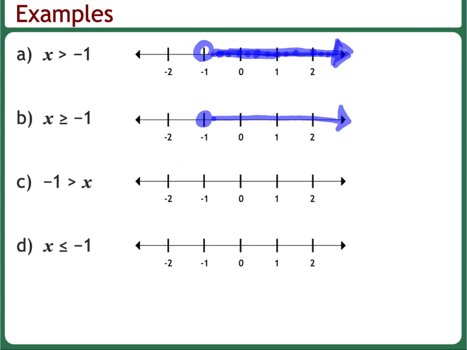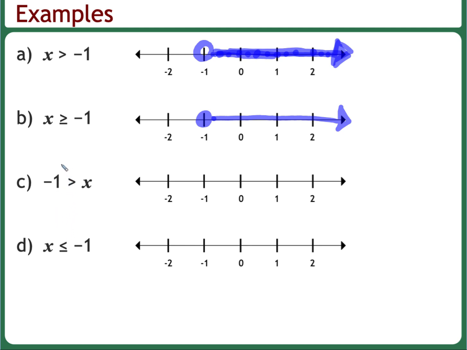All right, let's look at C here. C has a slight twist. Here you can see the variable is on the right. And normally when we see a greater than symbol, we think we're going to shade to the right. But if you look at this, let's just take 0 for an example. Is -1 greater than 0? That's obviously not true. So we're not going to shade to the right. We're actually going to shade to the left, which seems a little counterintuitive.